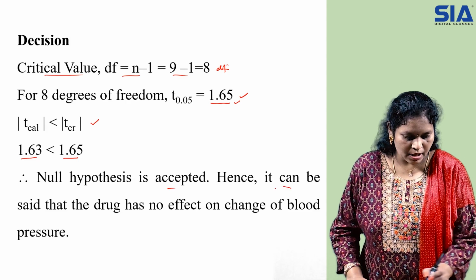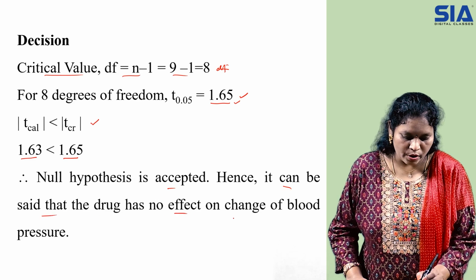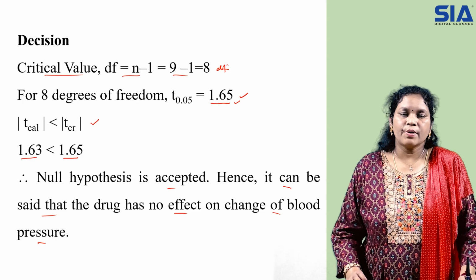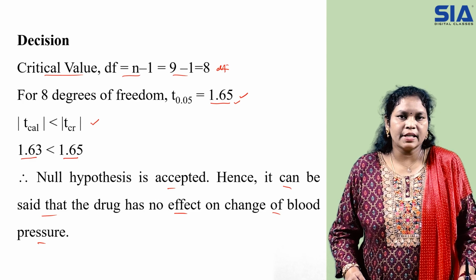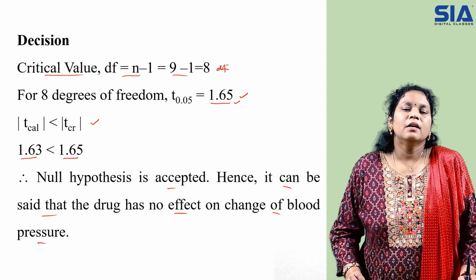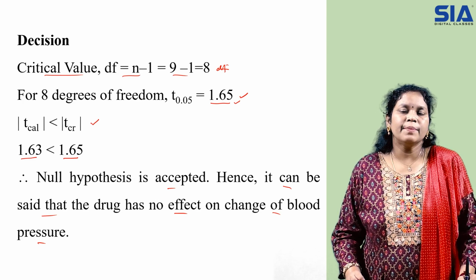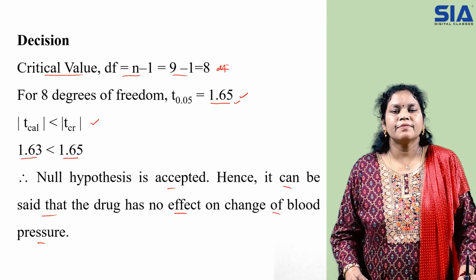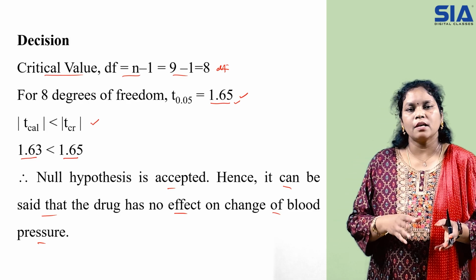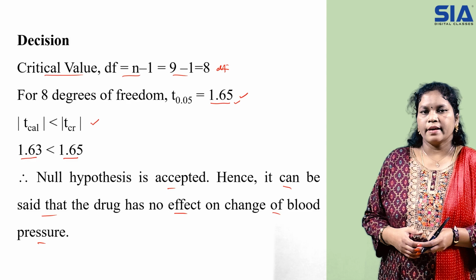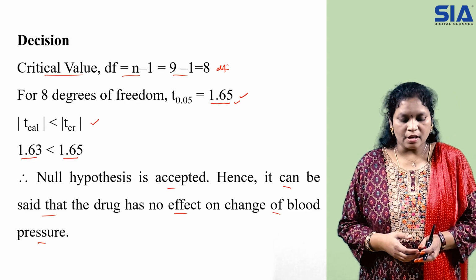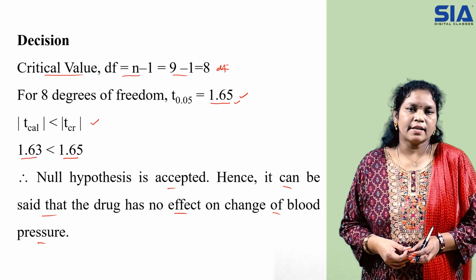So hence it can be said that the drug has no effect on the change of blood pressure. That is the null hypothesis statement, and that is the final decision here. So I have rewritten that here. There is no effect of the drug is the conclusion here. It means after injecting that drug for the patient, there is no change. The blood pressure they had before is the same blood pressure they had after the effect of the medicine. So this is how we conclude the data.